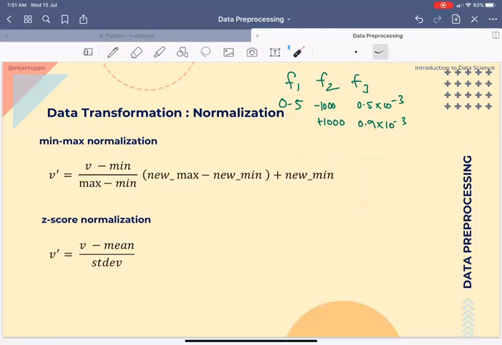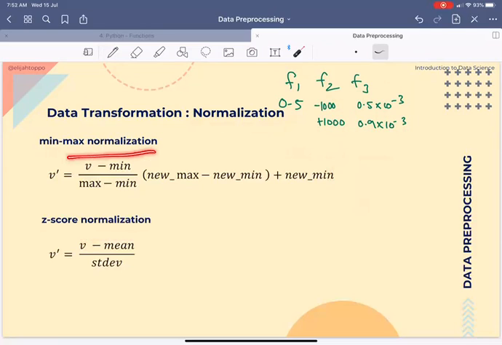Okay, to convert all of them into the same scale, we call this method normalization, or normalizing the data. So normalization can be done in multiple ways. Two ways I'm showing here: something called min-max normalization, and the other called z-score normalization.